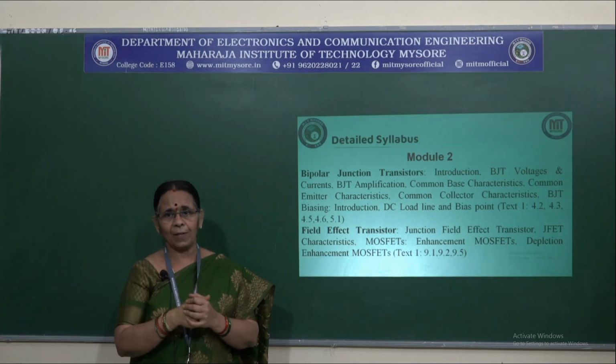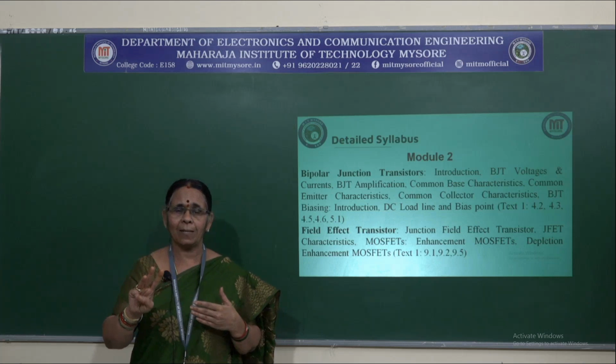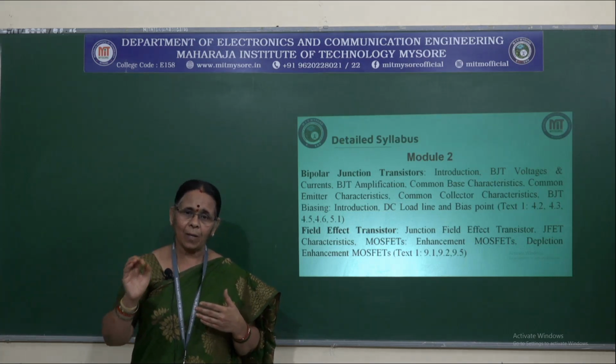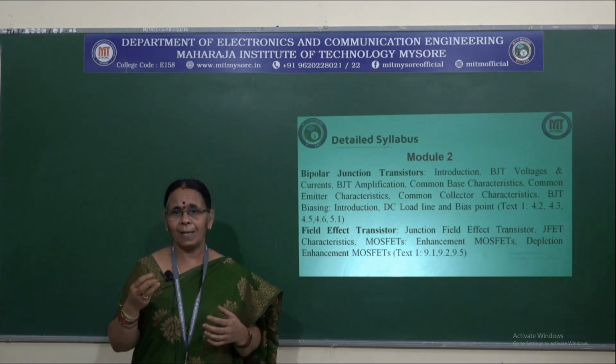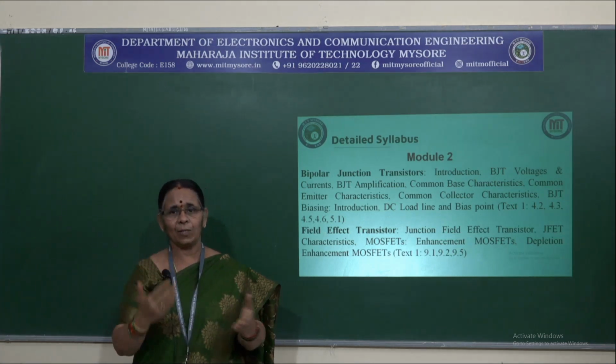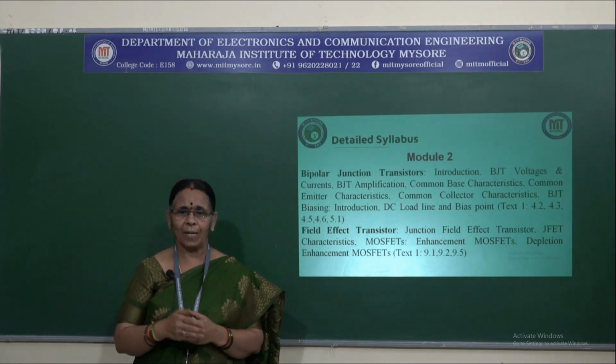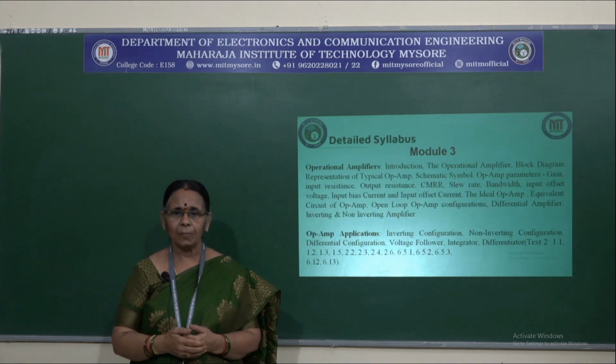So when you come to field effect transistor, for the transistor you will be knowing the three terminals as collector, base and emitter. For field effect transistor it is gate, source and drain. These are the three terminals, and based on that you are going to study the characteristics and its different parameters. That is under module 2.